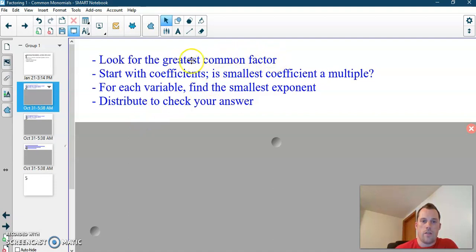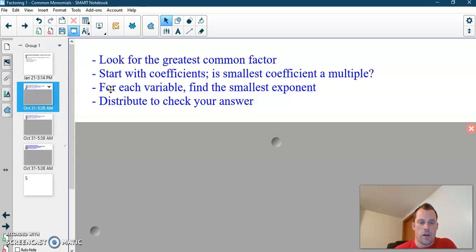So we're trying to find that greatest common factor. We're always going to start with the coefficients, or at least I do. So that's the number that's in front of the variables. And I always look at the smallest one and think if it's a multiple of the other coefficients. So can you take all the coefficients and divide them by the smallest one we see? And then with each variable, I like to go alphabetical, and I look for the smallest exponent in each one to help figure out our greatest common factor.